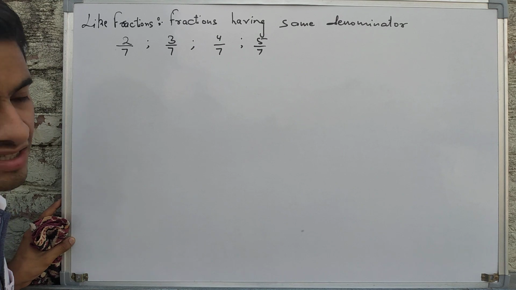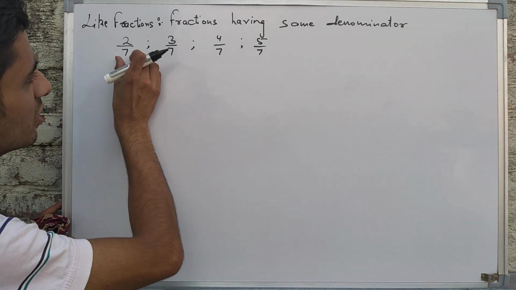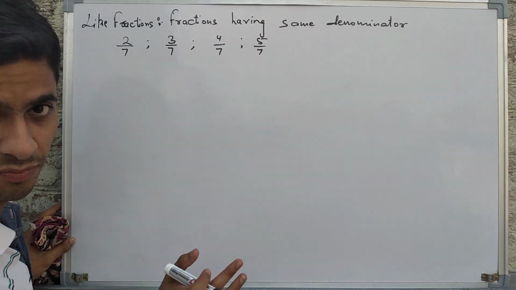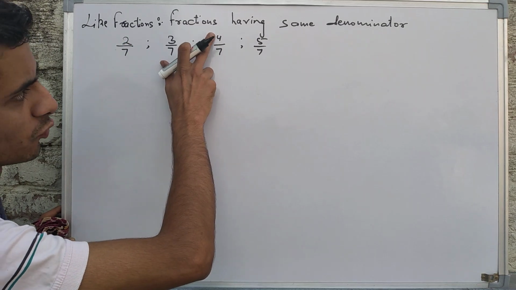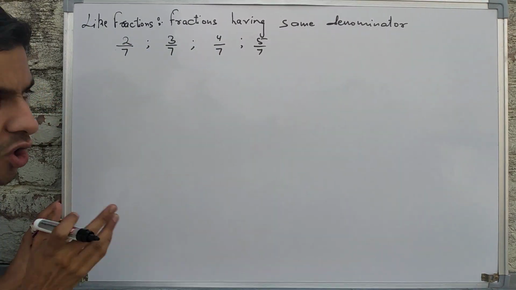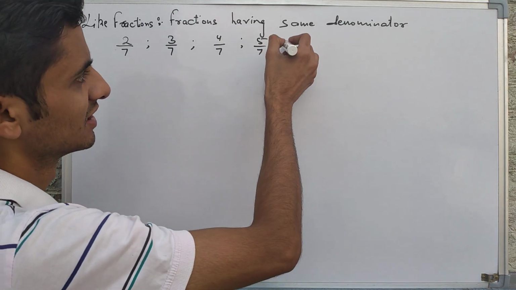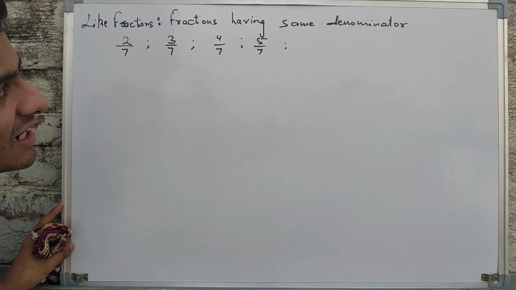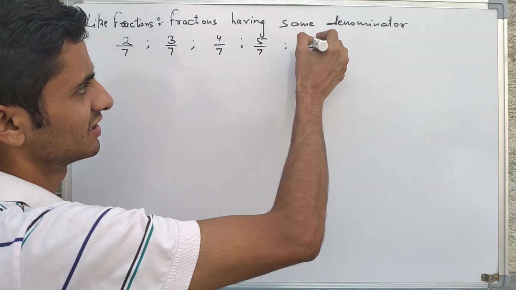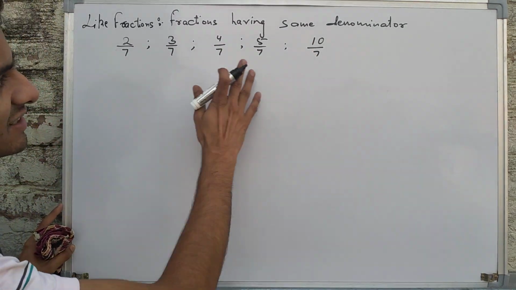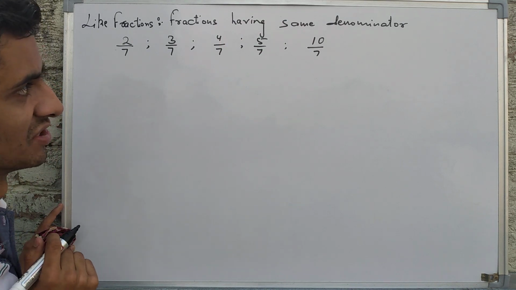For example, if you say 2 upon 7, 3 upon 7, 4 upon 7, 5 upon 7, these all are like fractions. Here, one whole is divided into 7 parts. Here we are considering 2 parts, 3 parts, 4 parts, 5 parts, and these all are like fractions. It is not compulsory that we need a proper or improper fraction. This 10 upon 7 can also be considered, and these all are like fractions.